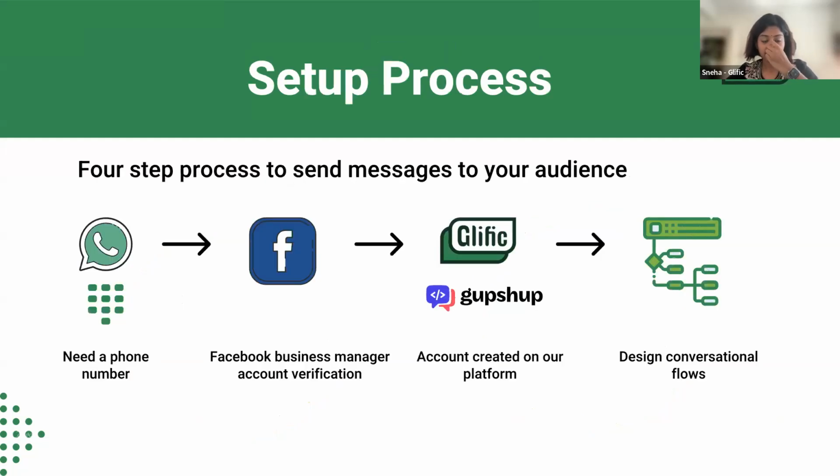Okay, let's talk about the setup. For you to get started on Glyphic, you need two things. One is the phone number which you're going to use for the bot, and the other is the Facebook Business Manager account verification, which is a mandatory step which you have to do. And once these two are there, we help you set up. You set up your Gupshup account. We create the platform for you and share it with you. Then you can go ahead and design those conversations on the bot.